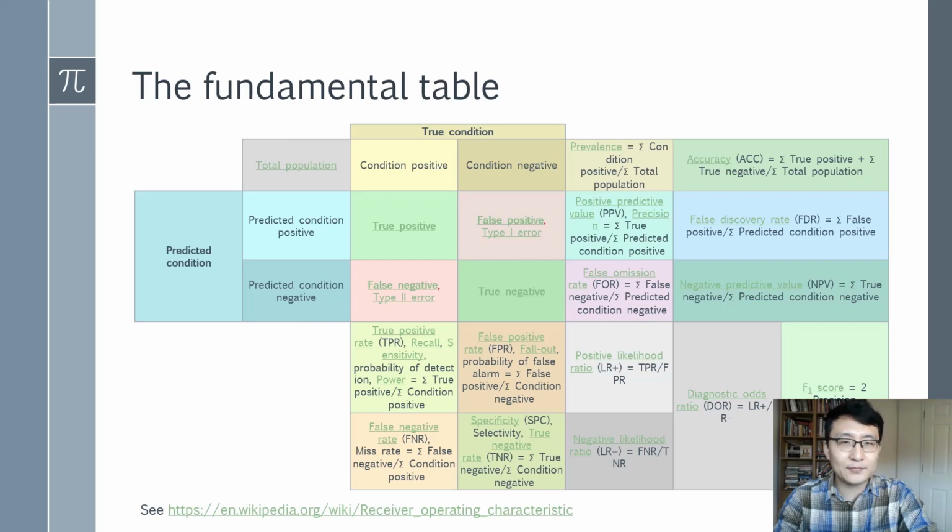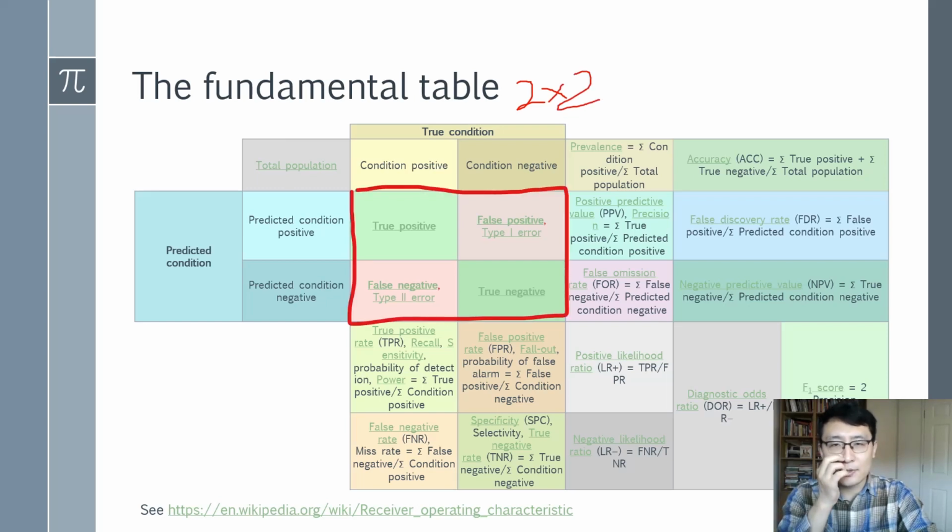Let's look at this fundamental table. I already mentioned that sensitivity is called the true positive rate. Specificity is the true negative rate. I have to declare this is a table from Wikipedia. They have this really nice table. Suppose you have this 2x2 table.